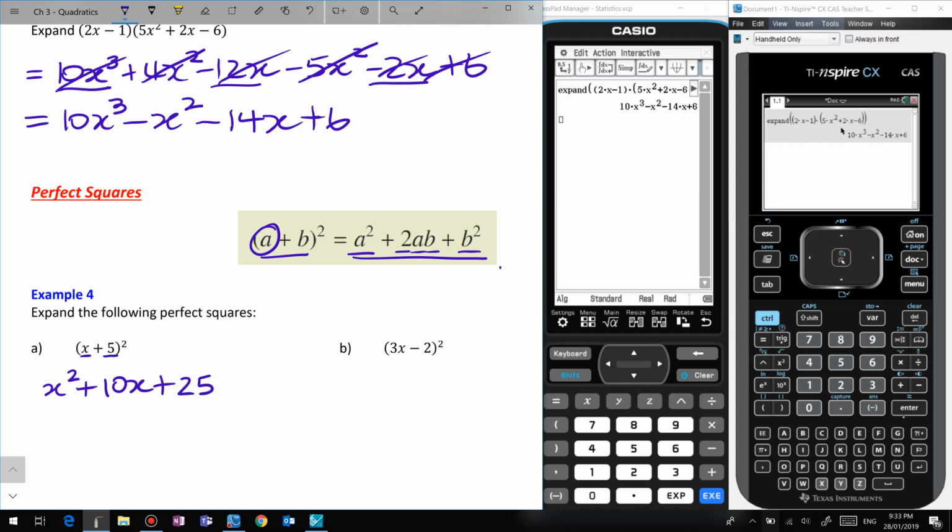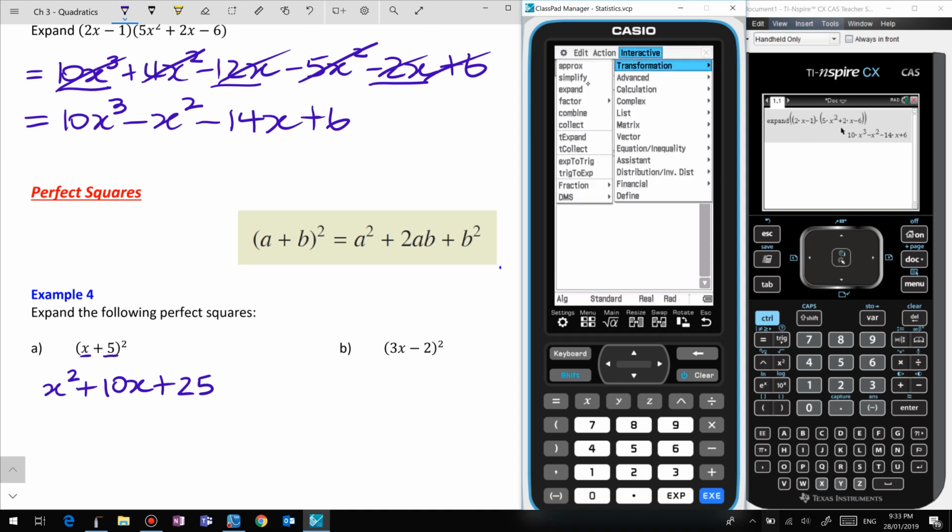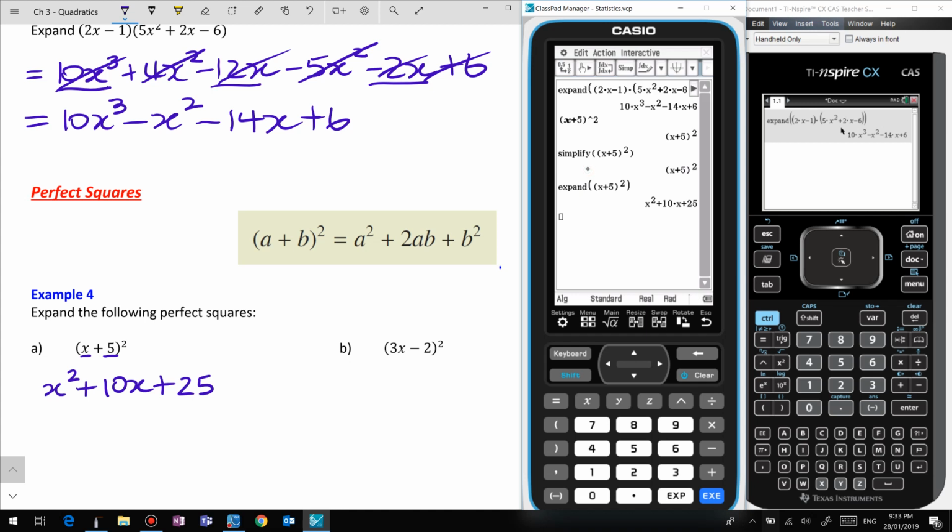If you need to, you can always work it out the long way, but yeah, it's much easier to use this rule. We can just check it on the CAS. So if I have x plus 5 squared, if you hit enter, it'll do nothing. If you click simplify, it'll do nothing. But if you click expand, it'll then expand it out.